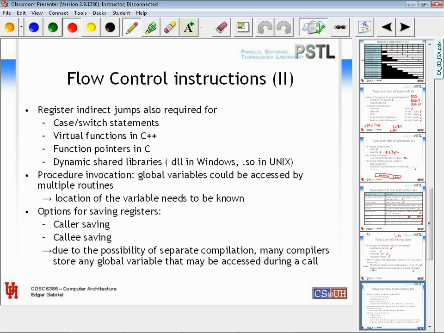The same occurs if you have virtual functions in C++, where the function that you really execute depends on the operands or the input values that you pass in. The same happens for function pointers in C or whenever you use dynamic shared libraries such as DLLs in Windows or .so files in Unix. So register indirect is not something that you can avoid. It will definitely be there.